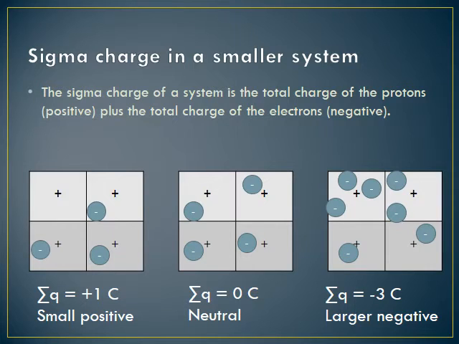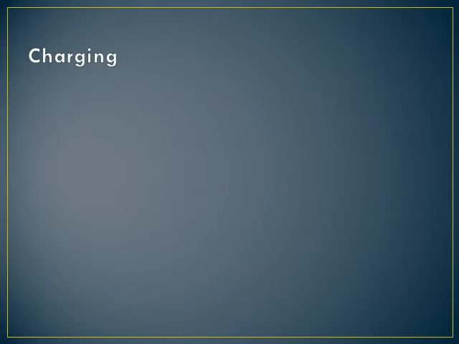You could also have a system with a sigma q that's negative. You would get that way by having more electrons than protons. So if I have 4 positives and 7 negative electrons, then my sigma q is overall going to be -3 coulombs, which I would describe as a larger negative sigma q.